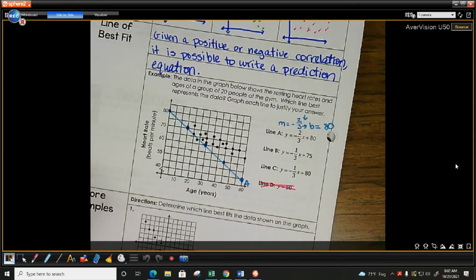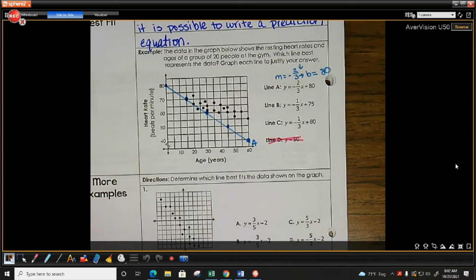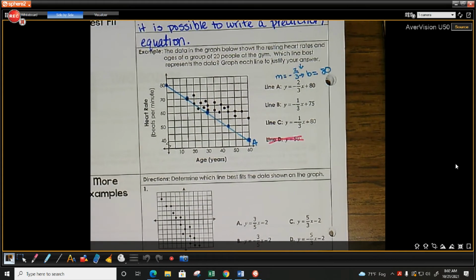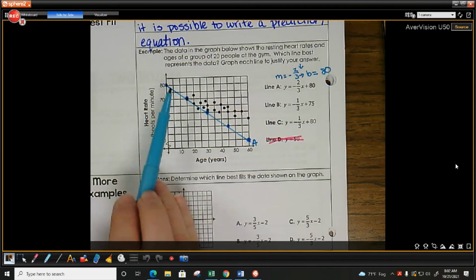Does it look like that's a good representation, guys? It starts out pretty good, right? But then look at where I am at the end and look where I am over here. Do you think that's good then? No.